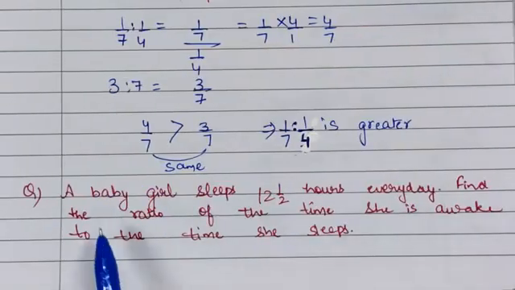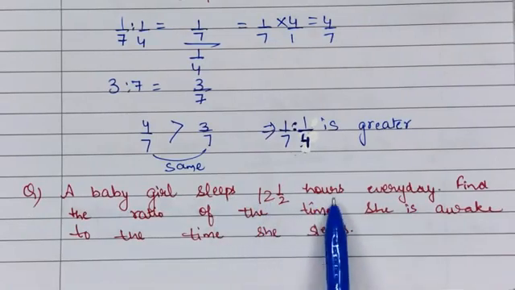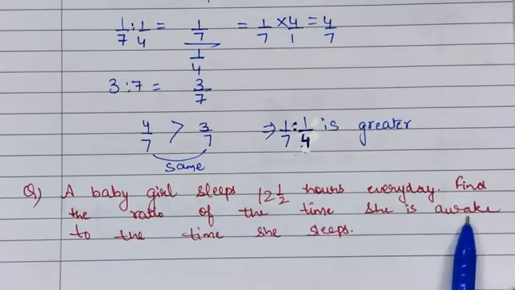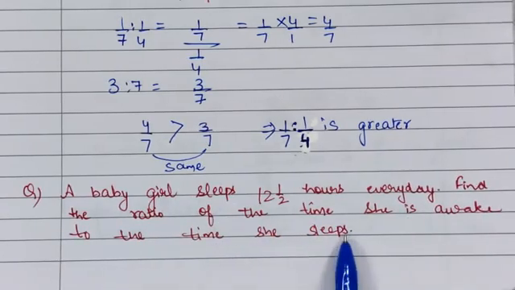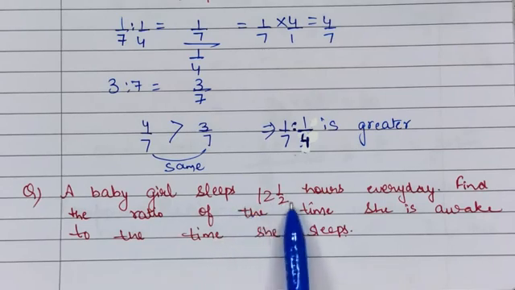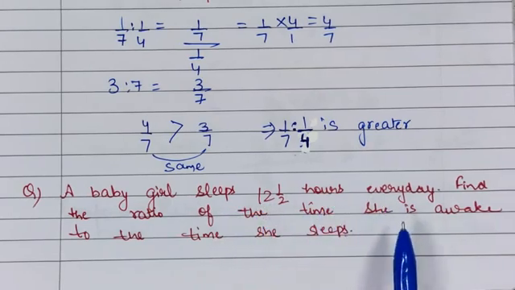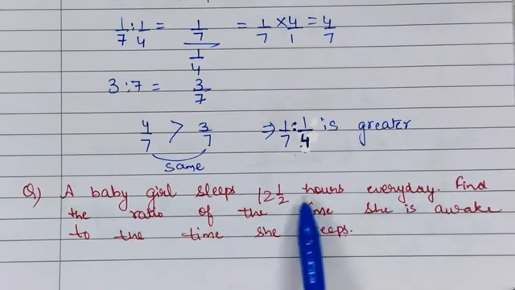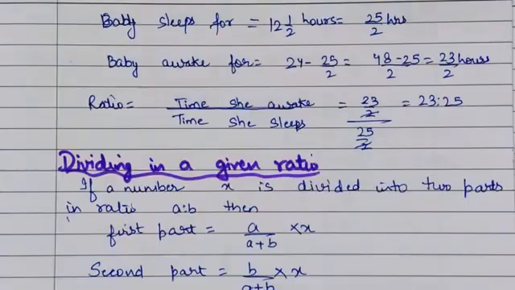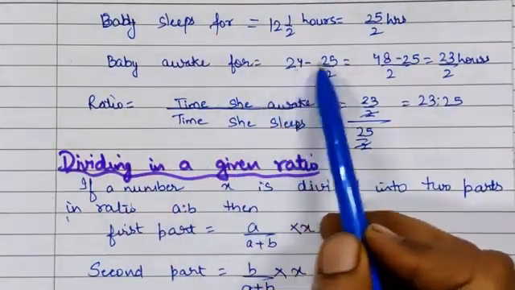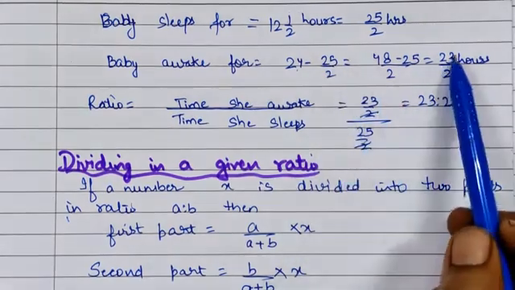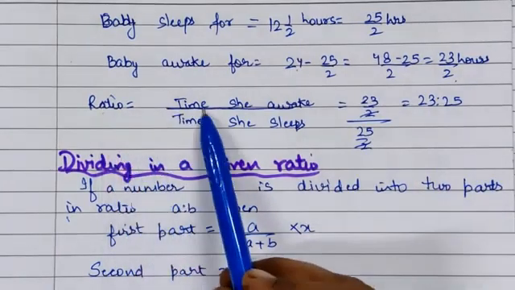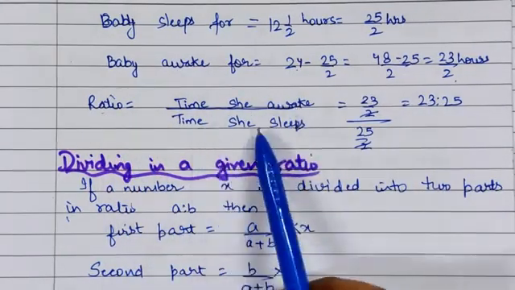Next question is, a baby girl sleeps 12.5 hours every day. Find the ratio of the time she is awake to the time she sleeps. Now she is sleeping 12.5 hours every day. And if we have to find the time she is awake, we will subtract it from 24 hours. So what we get? 24 minus 25 by 2, that is 23 by 2 hours. Now we have to find the ratio of the time she is awake and the time she sleeps.